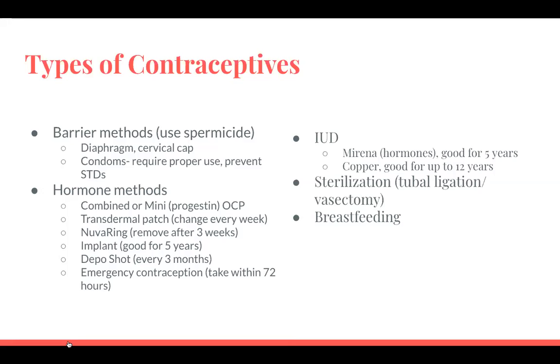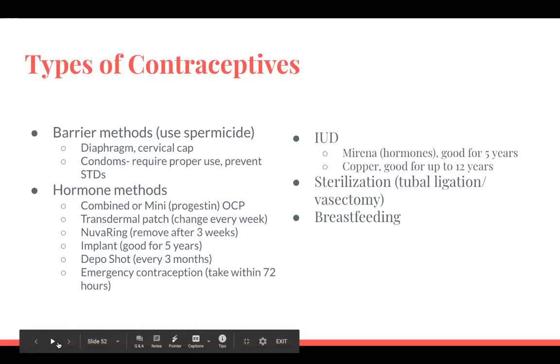The shot, the Depo shot, you need to get every 3 months. And then emergency contraception needs to be taken within 72 hours of intercourse, and that's Plan B. And then the IUD, that's good for 5 years, and if it's copper, it's good for up to 12 years. You have sterilization if you get a vasectomy or if you get your tubes tied, and then you have breastfeeding.